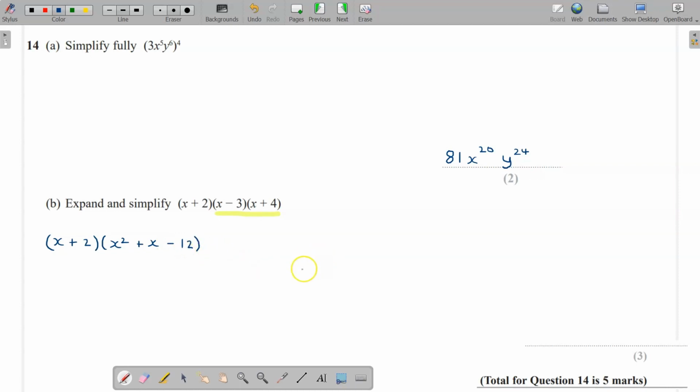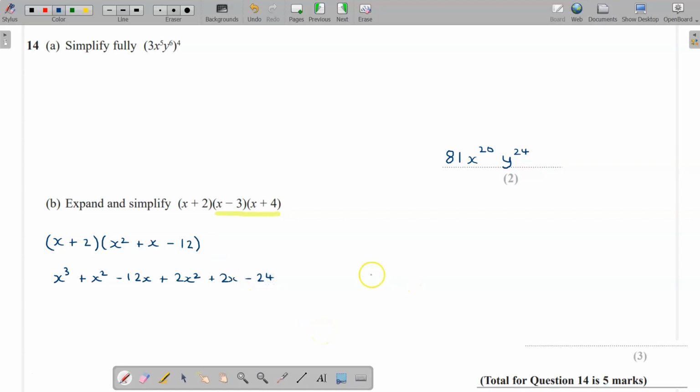Okay, and now we don't call it FOIL, we just simply take the x and multiply it by each of those three terms, and then we take the 2 and multiply it by each of those three terms. So it's going to be x times x squared, which is x cubed. It's going to be x times x, which is x squared. And it's going to be x times minus 12, which is minus 12x. Then we've got 2 times x squared. Okay, we have 2 times x, and we have 2 times negative 12, which is minus 24.